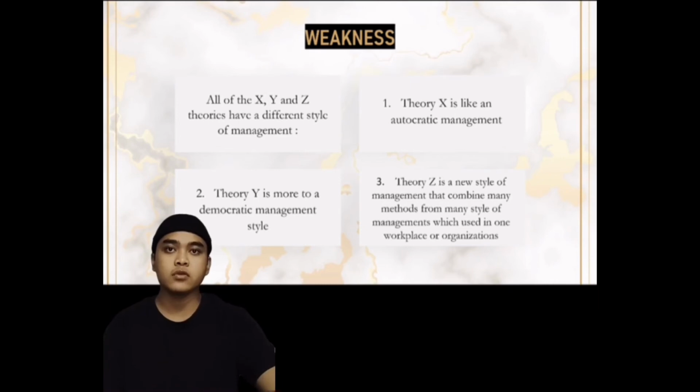Next, we move to the weakness. All of the X, Y, and Z theories have different styles of management. Theory X is like an autocratic management. Theory Y is more like a democratic management style. Then Theory Z is a new style of management that combines many methods from many styles of management, which are used in one workplace or organization.